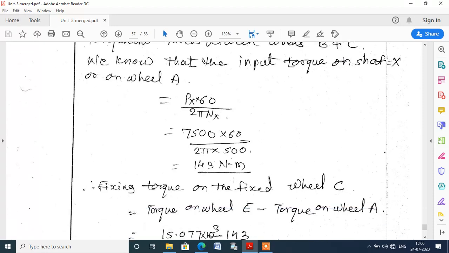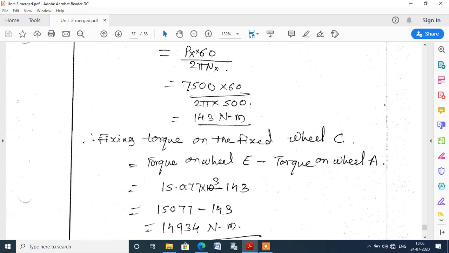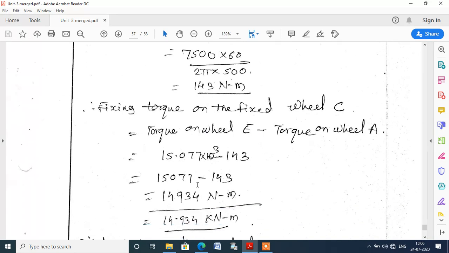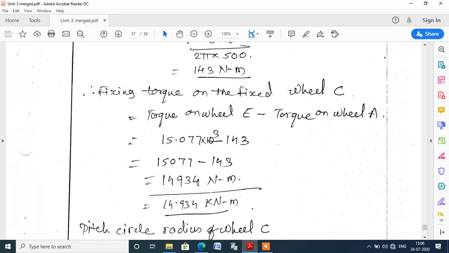So the fixing torque on fixed wheel C is equal to torque on wheel E minus torque on wheel A. So here, the kilonewton meter is converted into Newton meter. So it is 15.077 into 10 raised to 3 minus 143. You will get 14,934 Newton meter. So it is 14.93 kilonewton meter.